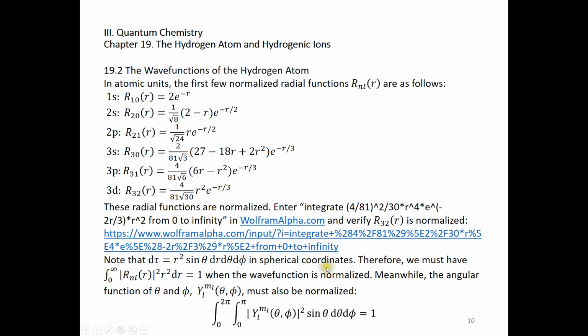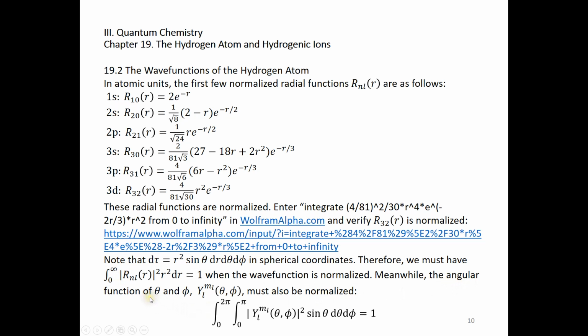In spherical coordinates, the volume element is r squared sine theta dr d theta d phi. Therefore, when we normalize this function, we need to take this function squared over here, and then don't forget we have r squared and then dr. So we have this equals 1. R is from 0 to infinity.